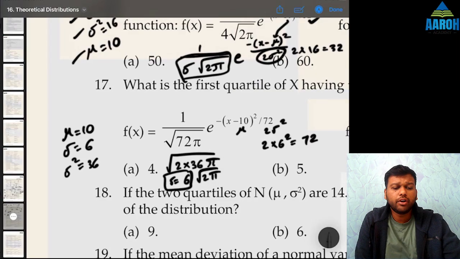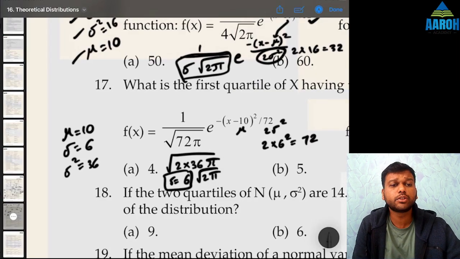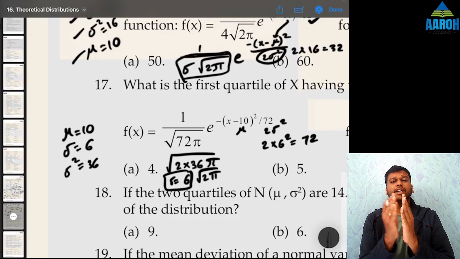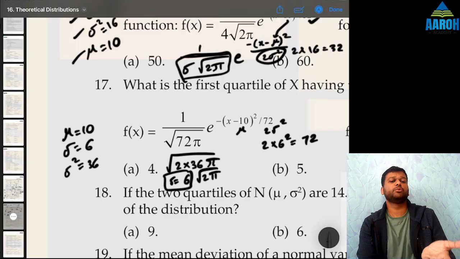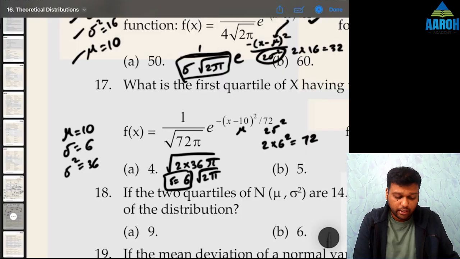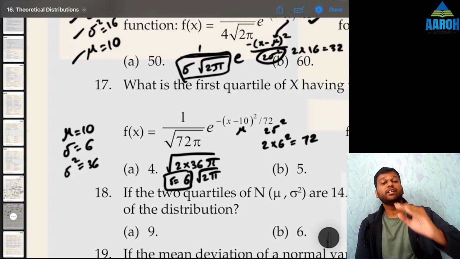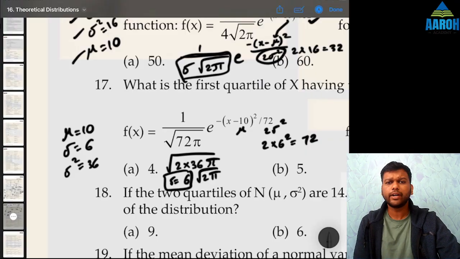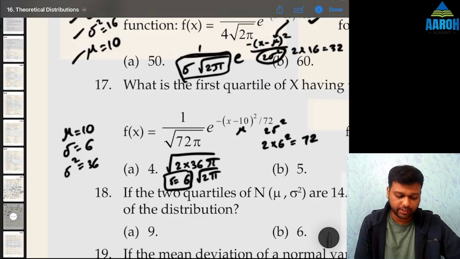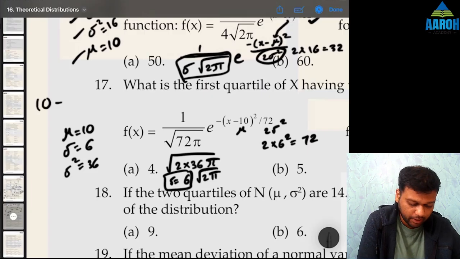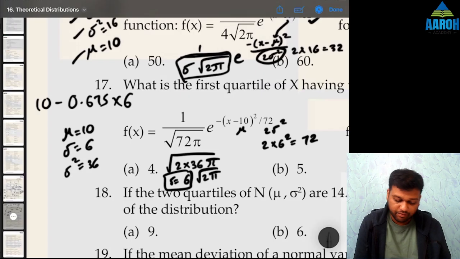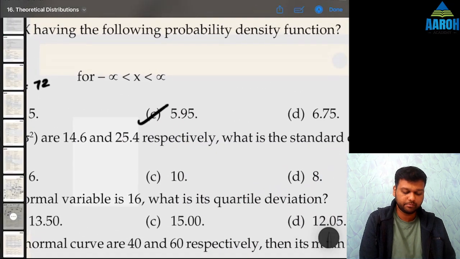Now we want the first quartile. What is the formula of first quartile for normal distribution? Understand, quartiles are at equal distance from the mean for a normal distribution. Since normal distribution is always symmetric, quartiles will be mu minus 0.675 sigma and mu plus 0.675 sigma. So first quartile is going to be mu minus 0.675 sigma. So that is 10 minus 0.675 into 6, that is 5.95, option C.